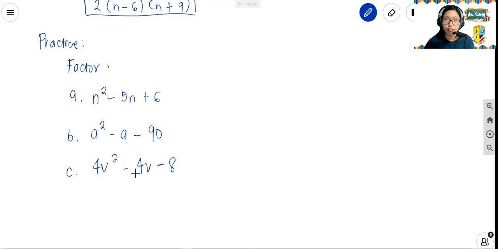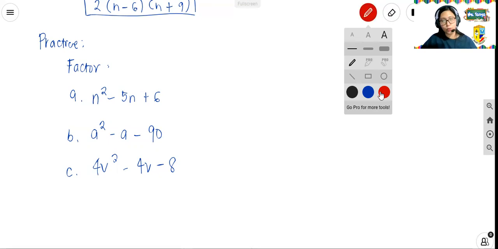to factor. Okay, so again, you can pause this video at this point. Once you're done answering, you can press play, so that you can check if your answers are correct. If you need to go back to the previous discussions, then you may do so. Just play it back, and then once you're done answering, check your work. Okay, so let's check. Let's see if your work is correct.